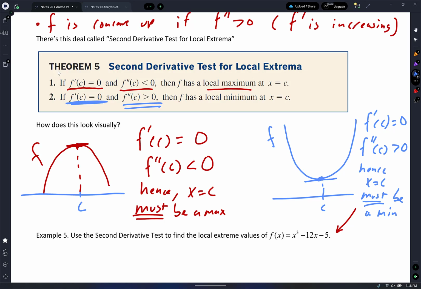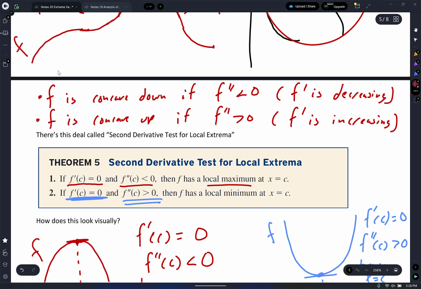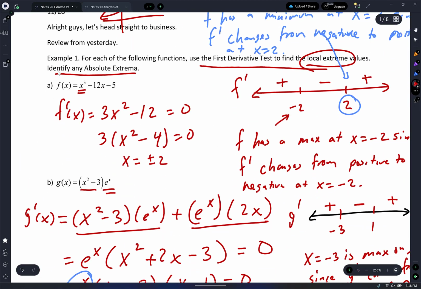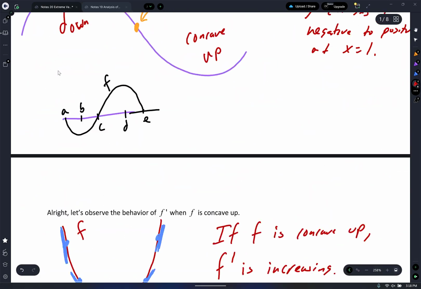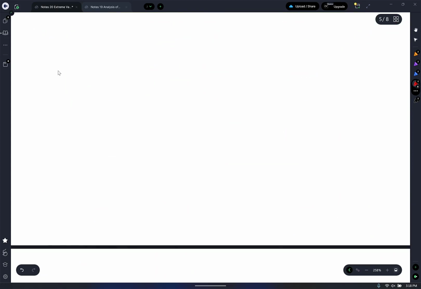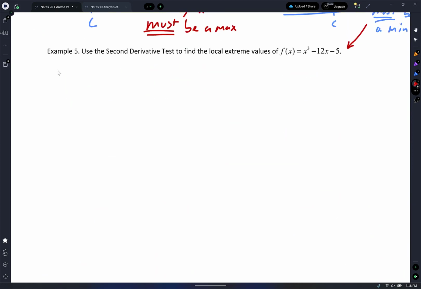Okay, now look. We already know this question, example 5, is the same example from example 1. So I did that on purpose. We know that at negative 2, my first derivative is changing from positive to negative, so I know that at negative 2 I have a max. And I know that at 2 I have a min. So would you ever use a second derivative test for this? Probably not, because you'll probably use the first derivative test. But let's do it. Let's see.